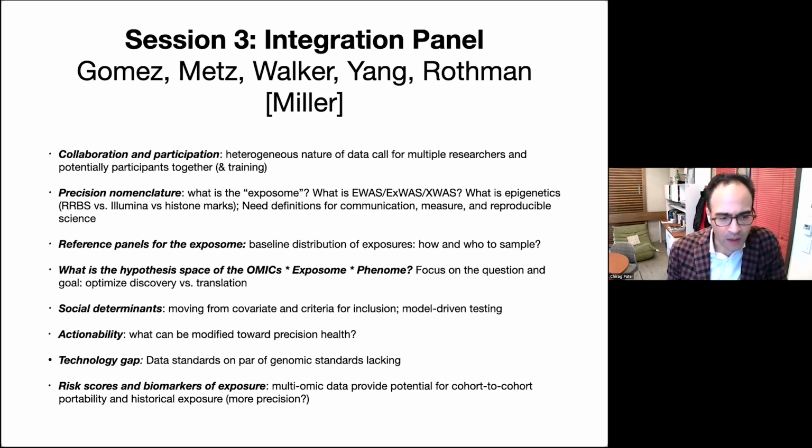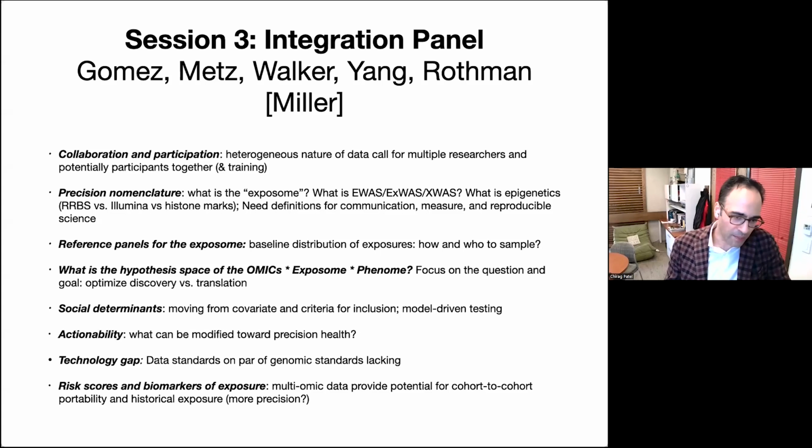I think an important topic is actionability. So you're doing all these omics things, like a polygenic risk score, an exposome risk score. How is it going to really impact a person's life? And so what can be modified towards precision health in this way, or precision public health?